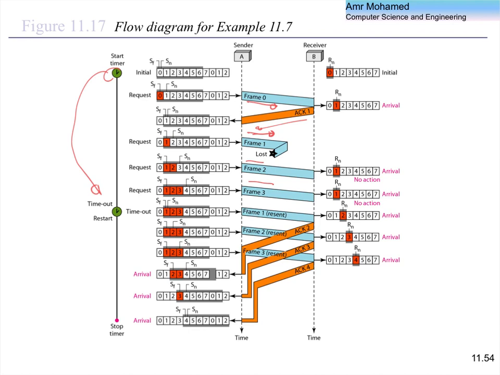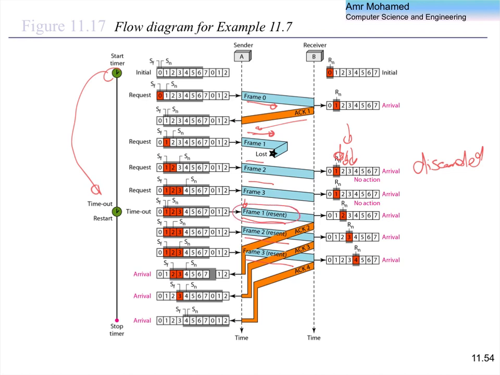When the timer expires, I have to go back from the beginning of the window and send frame 1 again, send frame 2, send frame 3 again. Although frames 2 and 3 already arrived at the receiver, the receiver had to discard anything starting from frame 2. Why? Because they are arriving at the receiver out of order. I'm expecting frame 1 and I receive frame 2, discard. I'm expecting frame 1, I receive frame 3, discard. So the reception at the receiver is always in order when it comes to Go-Back-N.